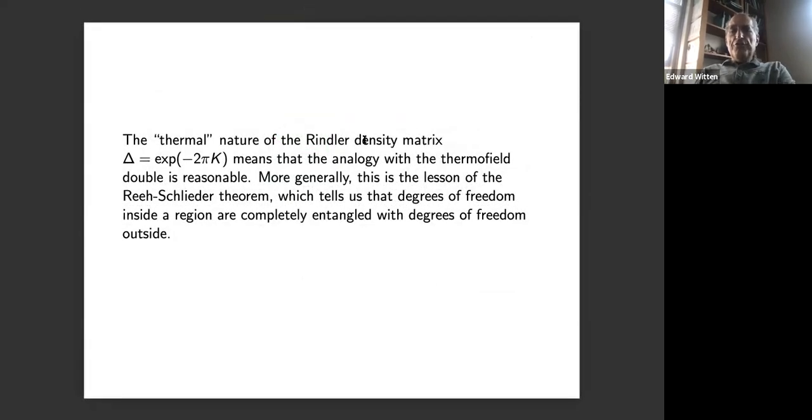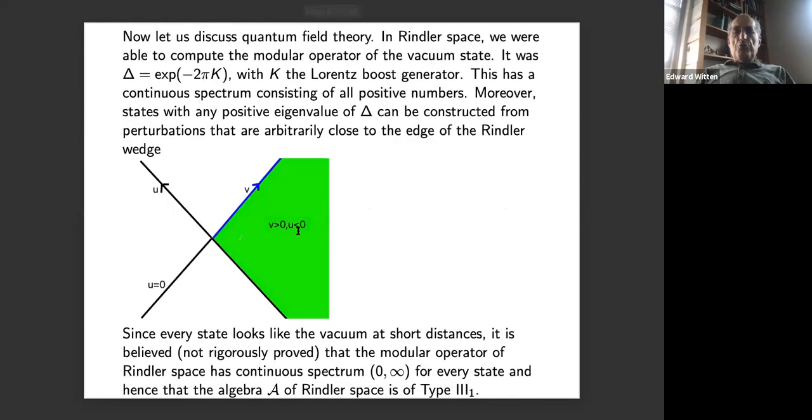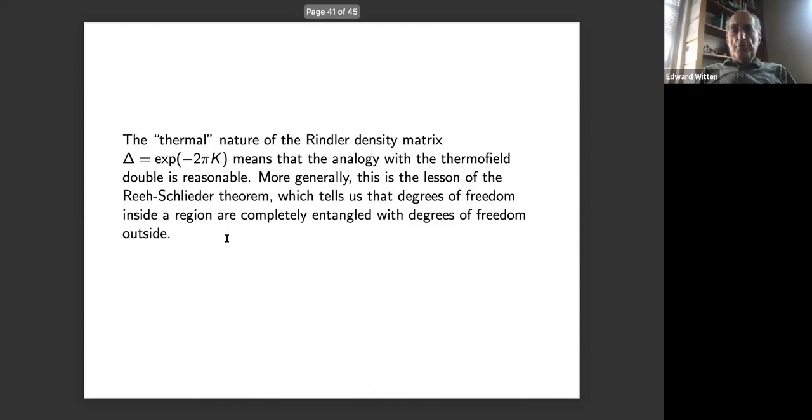The thermal nature of the Rindler density matrix means that the analogy with the Thermofield Double is reasonable. I described the Thermofield Double for a Hamiltonian where the subtlety came from what happens at large distances. Here, the Hamiltonian is k, and although you could worry about large distances, k grows at large distances, which tends to cut off thermal fluctuations. The important subtlety here is near the edge of the Rindler wedge, where k goes to 0, and the thermal fluctuations are out of control. So there is a reasonable analogy between Rindler space and the thermal system, with the edge of the Rindler wedge corresponding to large distances in the thermal system.